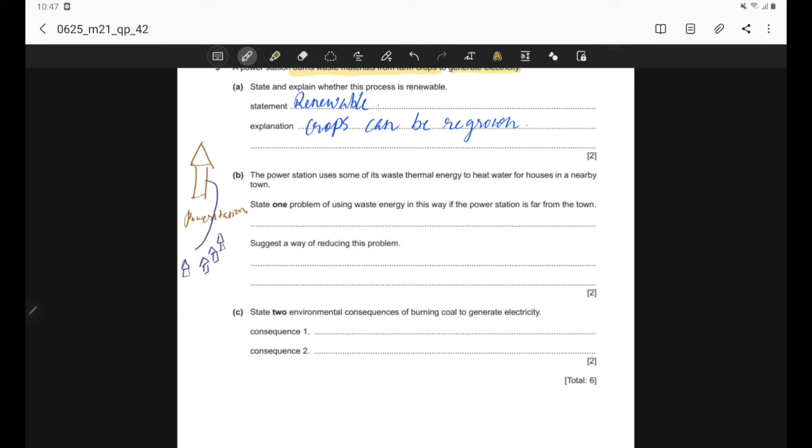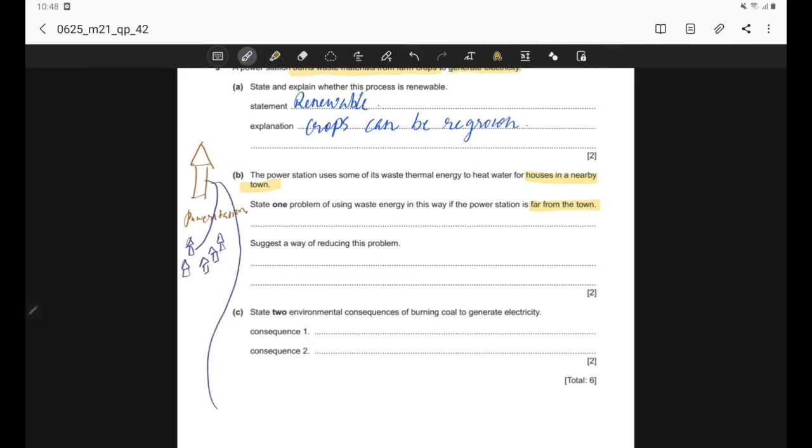So this wastage of energy again can be utilized for a useful purpose. But this process is used only for the houses in nearby towns. You should mention what is the problem of using the same waste energy in the same way if the power station is far from the town, or if the houses are not too close to this power station. Why can't we use this waste energy to heat the water in such houses?